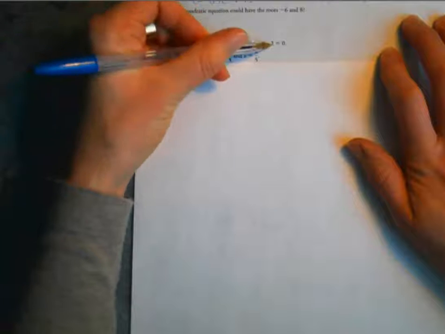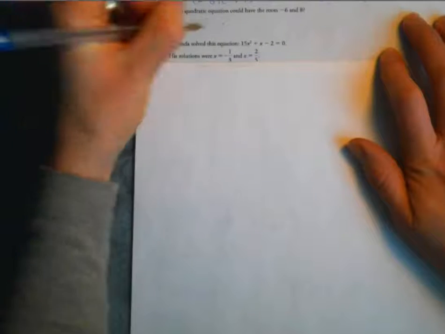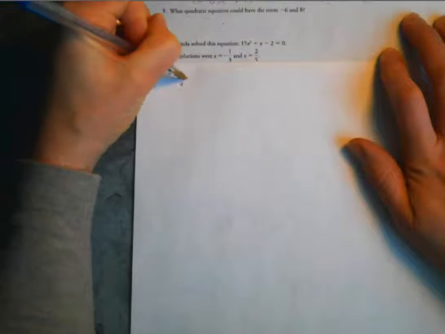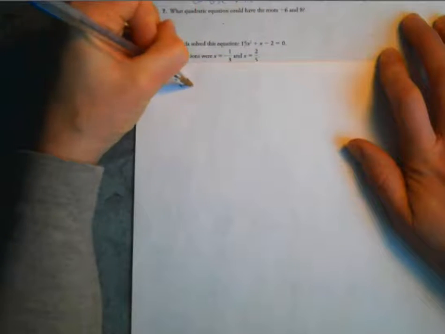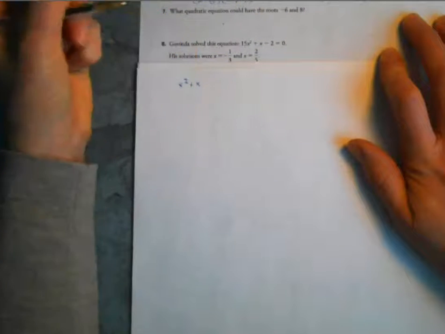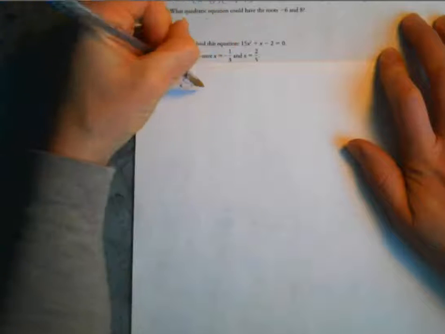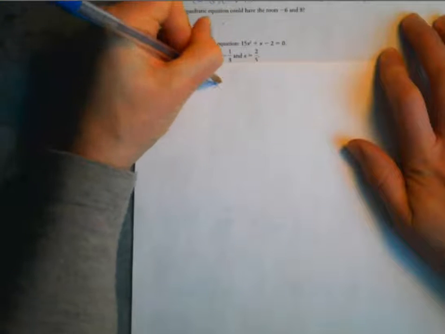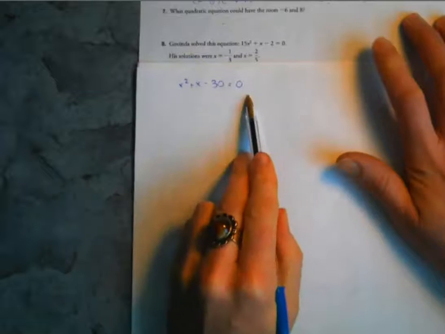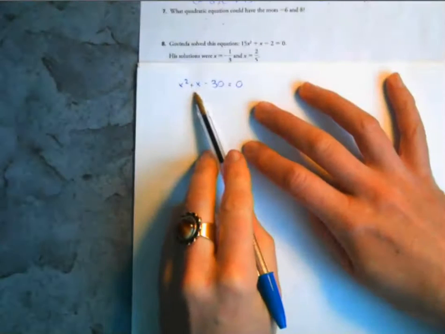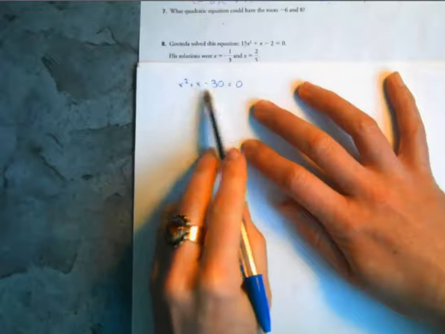So 15 times -2 gives us -30, so we're going to be left with x squared because we've taken this over and multiplied it. The middle number always stays the same in this method, so x squared plus x minus 2 times 15, which is -30, equals 0. So now we have an equation that is easier to factor, right? We have nice whole numbers.